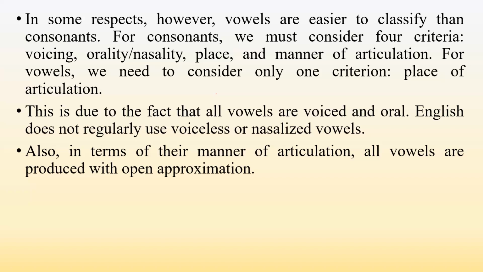But for vowels, we need to consider only one criterion, that is place of articulation only. So in which place inside our mouth or vocal tract do we produce vowels? Only one phonetic criterion. But the problem is, although there is only one phonetic criterion, that is the place of articulation, there are so many places of articulation that are different from one another very slightly. That is the problem, and that is what we were talking about so far.